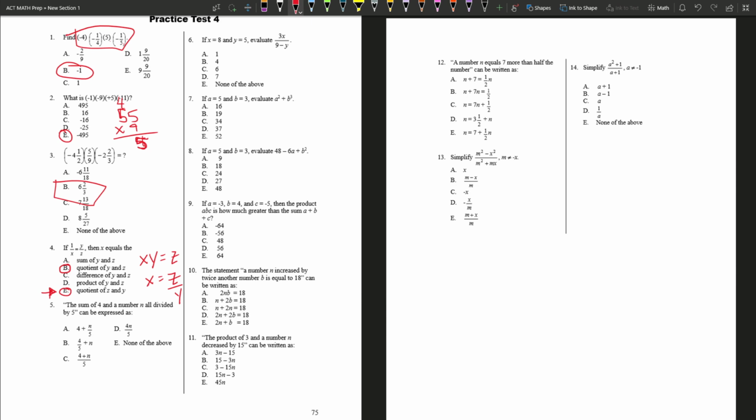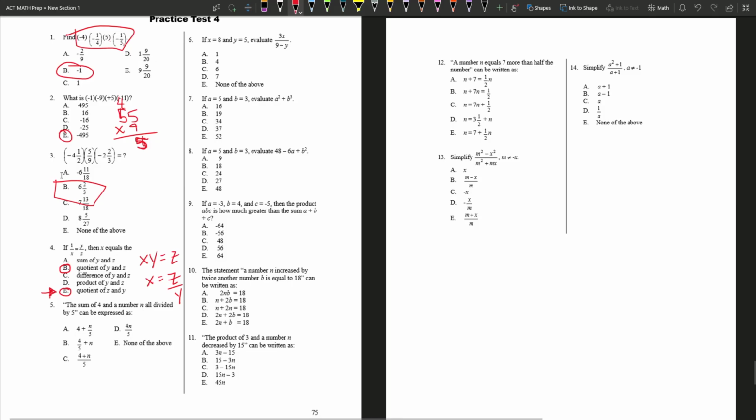Do we see y? So that z will always come first when we're talking about a quotient. Okay.